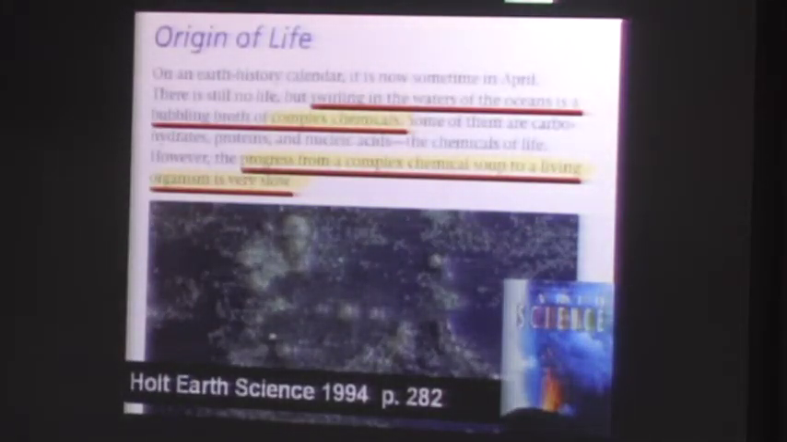Progress from a complex chemical soup to a living organism is very slow. Oh, it sure is. It doesn't even happen. That's how slow it is. There are several different articles that say life came from clay. Yep, got some clay together and poof, came alive on the bottom of the ocean.